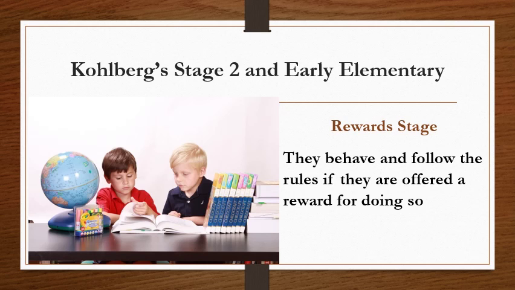They behave and follow the rules if they're offered a reward for doing so. So in this stage 2, young children become more motivated to behave and follow the rules if they're offered a reward for doing so. Implementing a system to reward elementary students who follow the classroom rules and who exhibit helpful behavior in the classroom can go a long way in encouraging moral behavior.